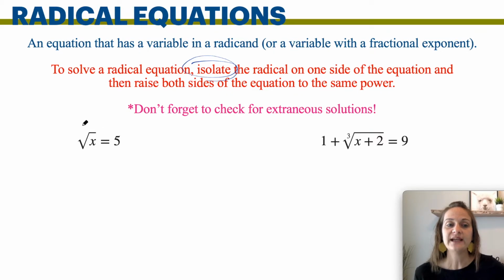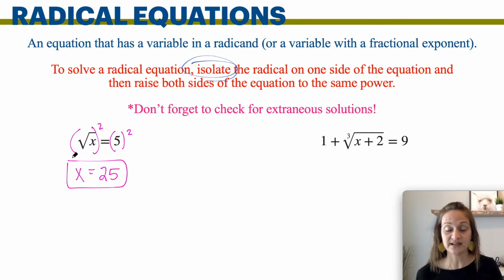So for example, how do you get rid of a square root? You would do the reciprocal of a square root, which is you would square both sides. The square root and the square cancel, leaving me 25. Be careful, this is not plus or minus 25. Only if you take the square root of both sides can you get a plus or minus. In this case, you are squaring both sides, and so your answer is only 25.